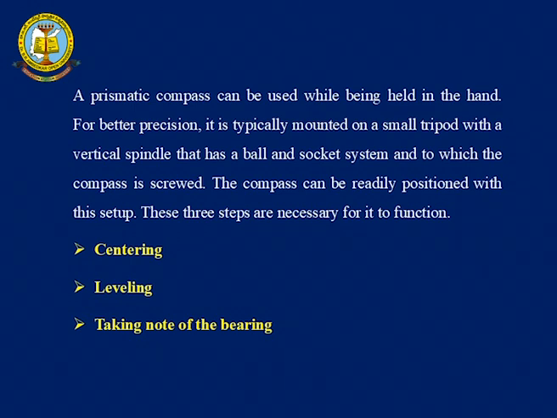For better precision, we have to fix it, or mount it, on a tripod. Now, the compass can be readily positioned with this setup. These three steps are necessary for its function. When you fix the prismatic compass on the tripod, we have to go through three very important steps. The first is centering, then leveling, and taking note of the bearing is the next step. So, these three steps are important in prismatic compass survey.